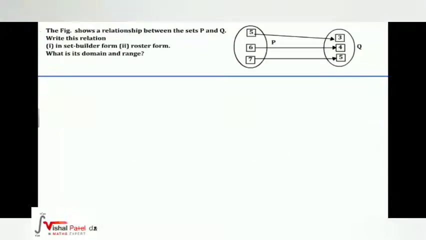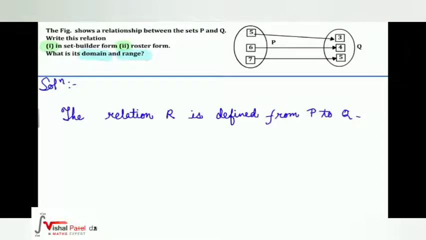Okay, now move on to our question number 4. The figure shows a relationship between P and Q. Write this relation in set builder form, second, also in roster form, and write its domain and range. So here we have a graphical figure given. The relation between P and Q, the relation R is defined from P to Q.